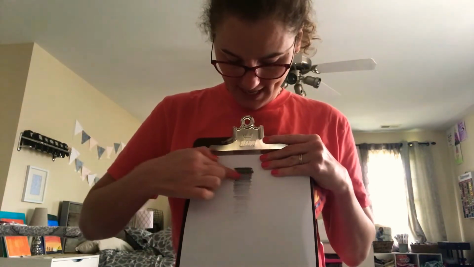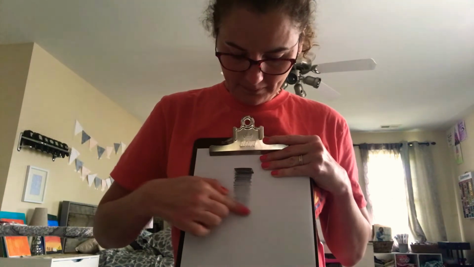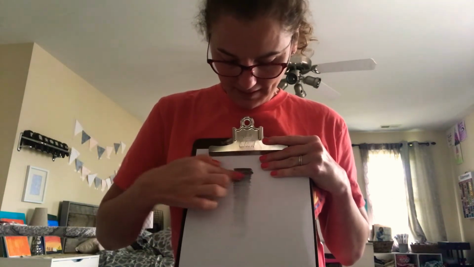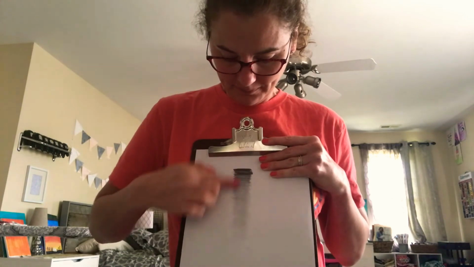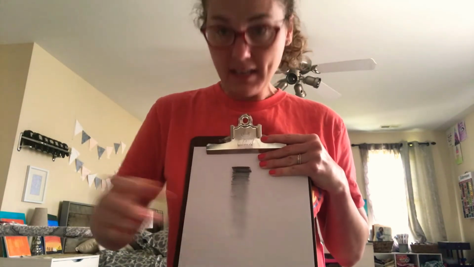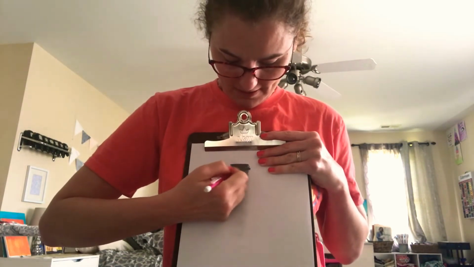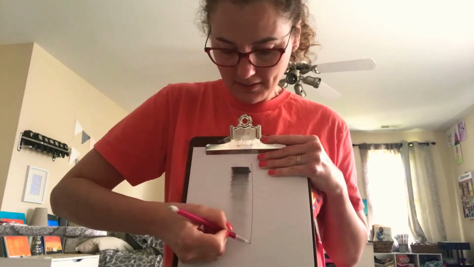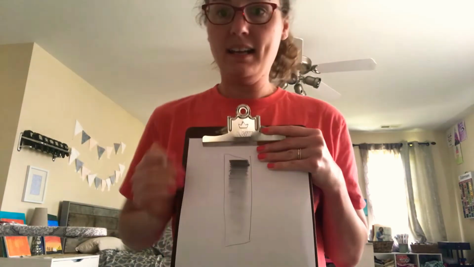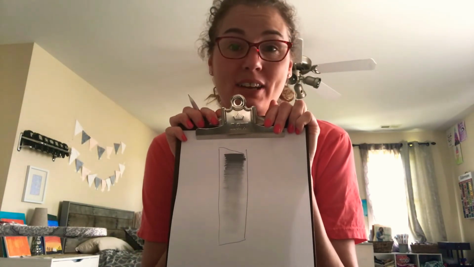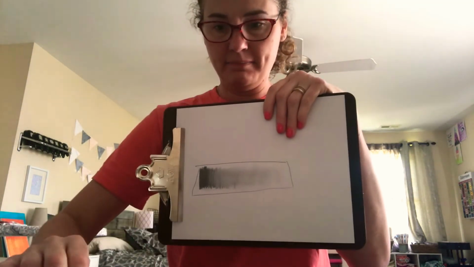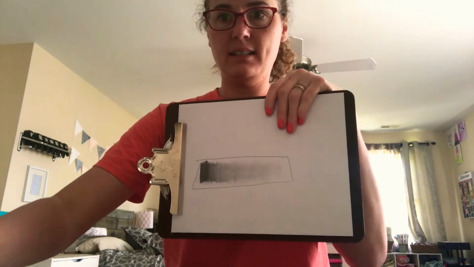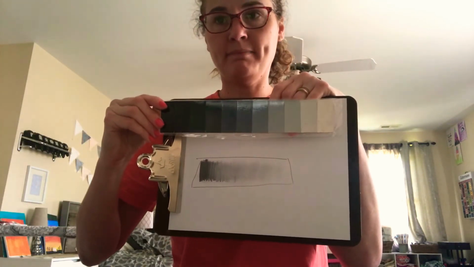Now I'm going to take my finger just to see if I can blend it. And I can. It's called blending. Go this way too. I might come back up here and make this a little darker. Now look. I have my own value scale. My grayscale. If we turn it this way, look. It kind of resembles this one.